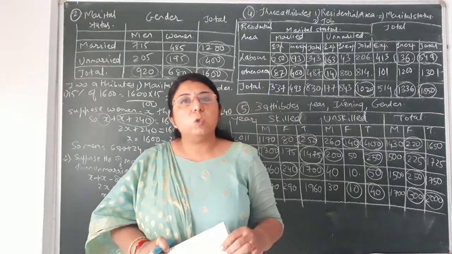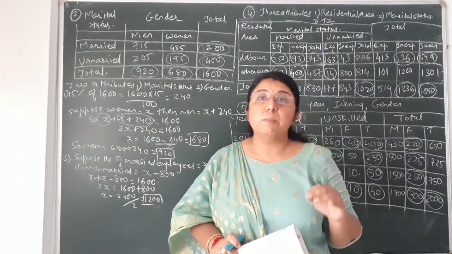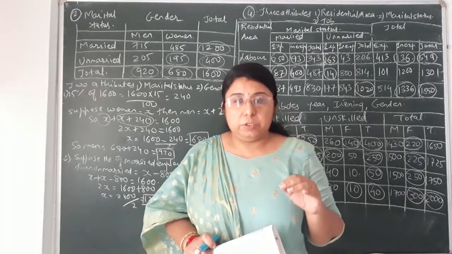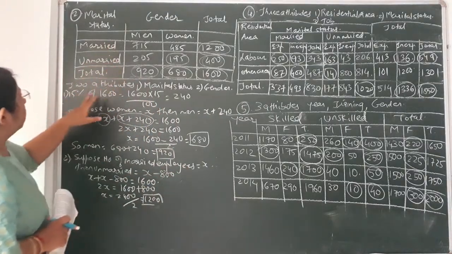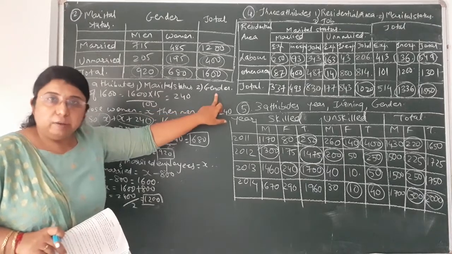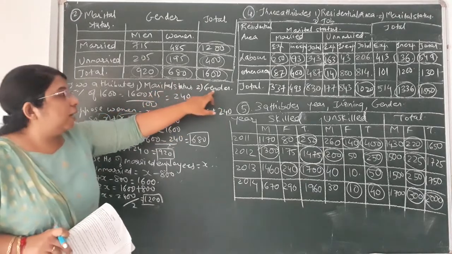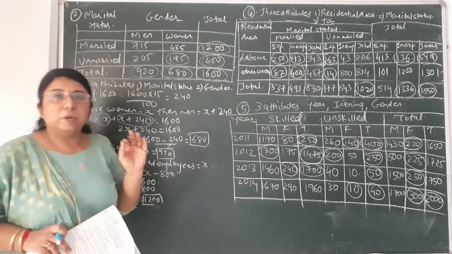Now in the first sum also, I told you in the last video lecture that first of all we have to find out the number of attributes in the question. Over here you can see there are two attributes that I have written on the board: marital status and the second one, gender. It means married, unmarried and male and female. These are the two attributes on the basis of which we will prepare the table.